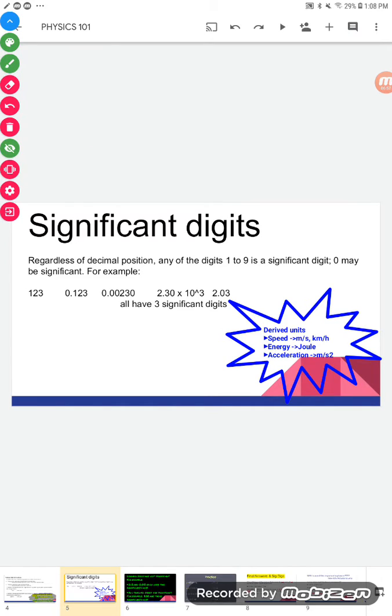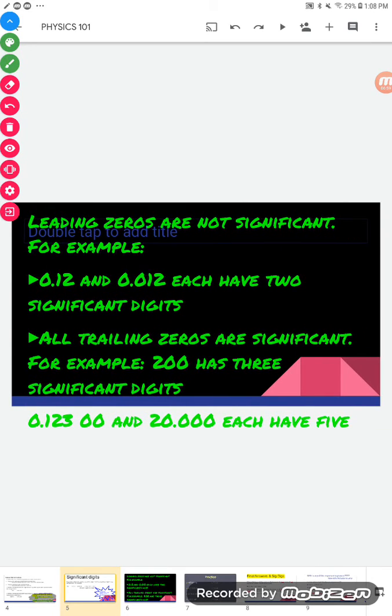Okay, so I'm going to delete this. I'm going to go to the next slide because there is a typo, and I'm going to try to fix it. So there's a typo right here down in the second point. This 200, it says it has 3 significant digits. That should have a decimal there. Okay, I'll try to fix that, but if it's not fixed and you get confused, please remember that.